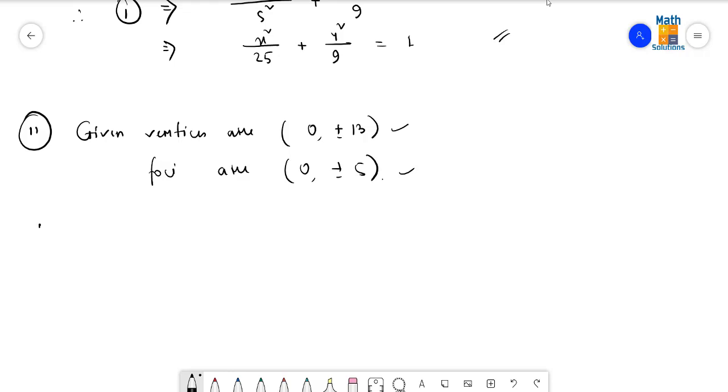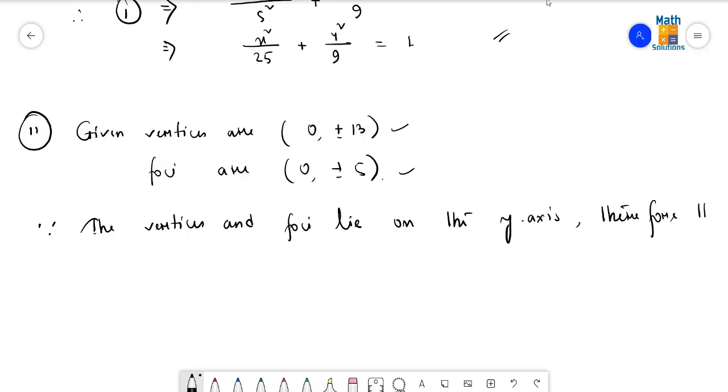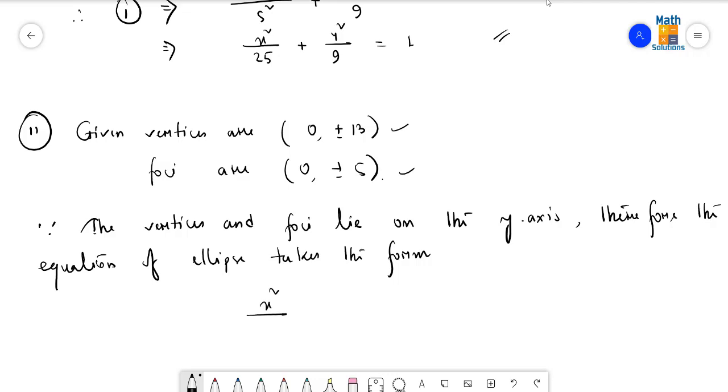So what can we write? Since the vertices and foci lie on the y-axis, therefore the equation of ellipse takes the form x square by b square plus y square by a square is equal to 1. Let's mark this as equation 1.